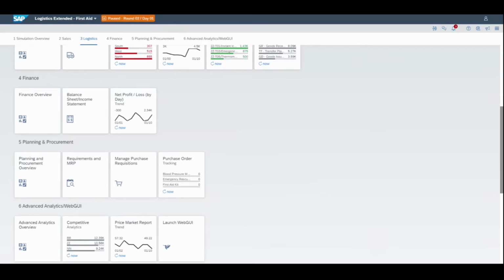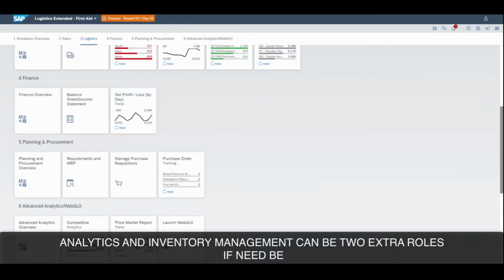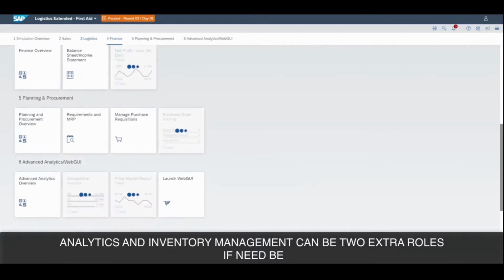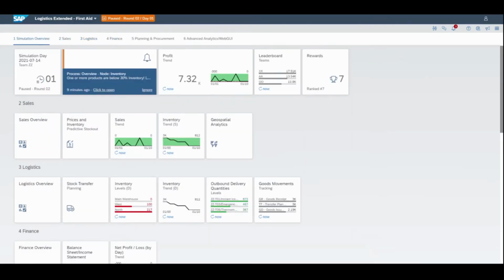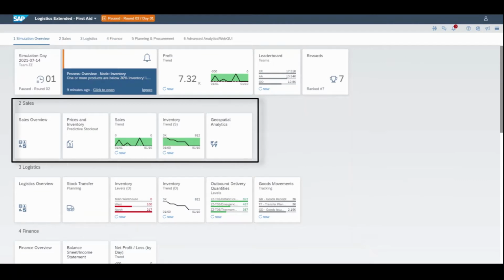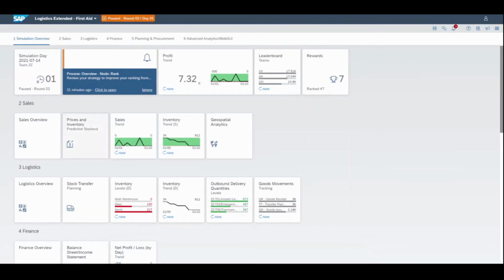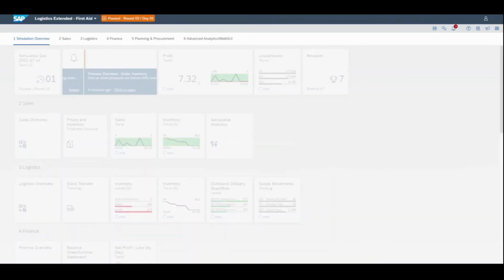Tip: depending on the number of participants in each team, you can also suggest new roles such as analytics or inventory. Sales and pricing role. The individual responsible for sales will continually adjust product prices in response to demand and supply. This critical decision affects all aspects of the enterprise. Let's click on the Prices and Inventory tile.